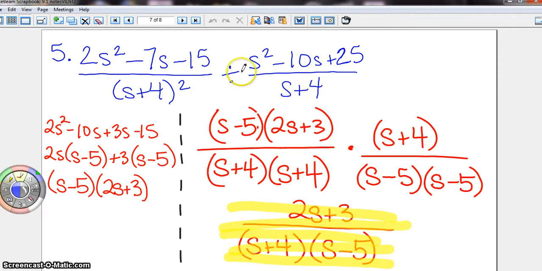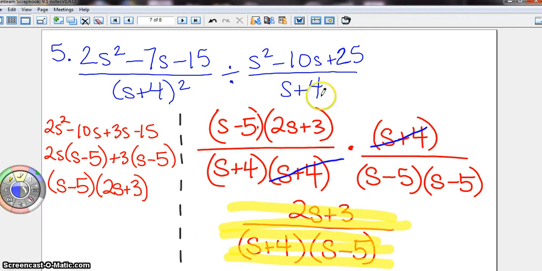So again, you'll be flipping this over. This is kind of a long multiplication process here at the top to give you the s minus 5, 2s plus 3. This is right here recognized, oh, I have two of these s plus 4s. This is another multiplication process. And remember, since we flipped, we have s minus 5 here, and you have an s plus 4. So what cancels?